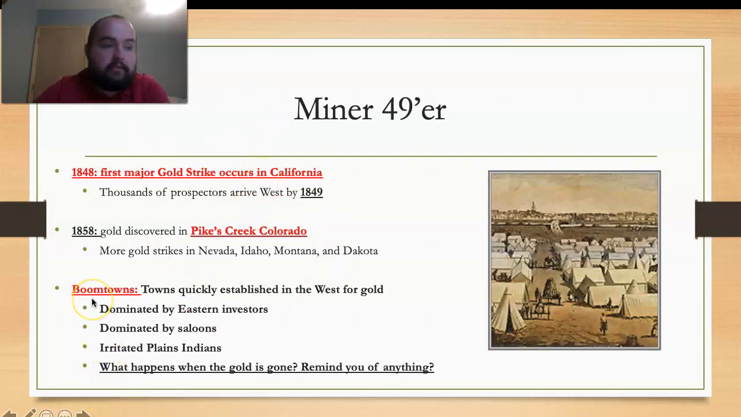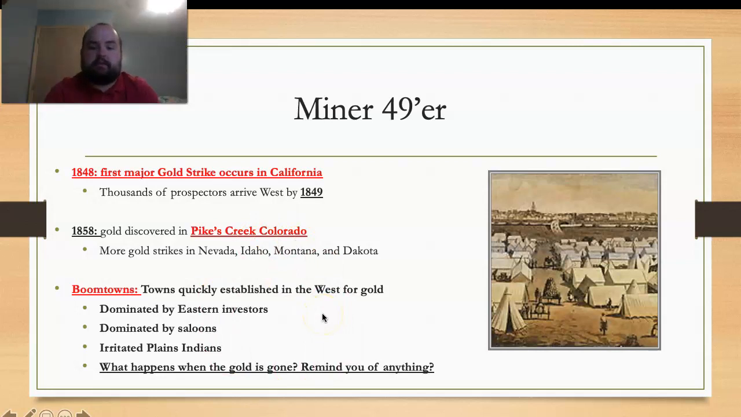Now, as you might guess, since these boom towns were established very quickly in order to get gold, what do you think is going to happen when the gold is gone? Imaginary audience again. Alright, yes, as you can probably imagine, once the gold faded, these towns dried up very quickly. So the idea of ghost towns in the American West also came from these boom towns.